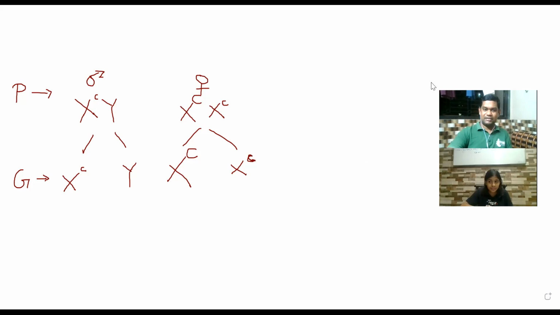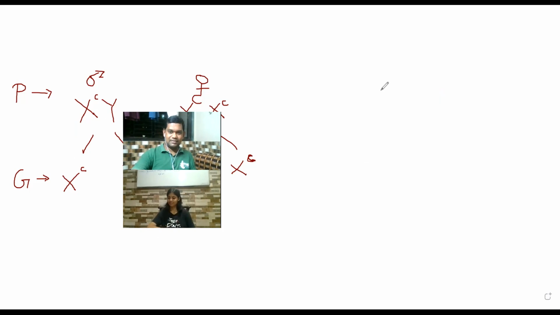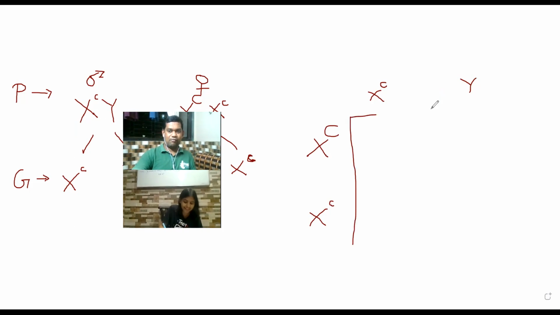तो कैसे बनेगा Punnett square now? You have to write the gametes X with a small c followed by a Y. ये male के gametes हो गए. Female gametes would be X with a capital C and X with a small c. Getting it?